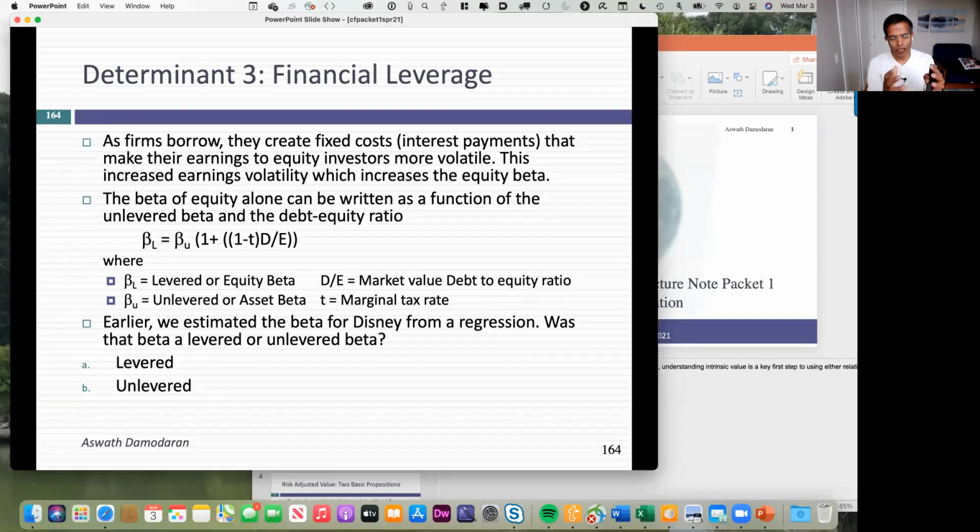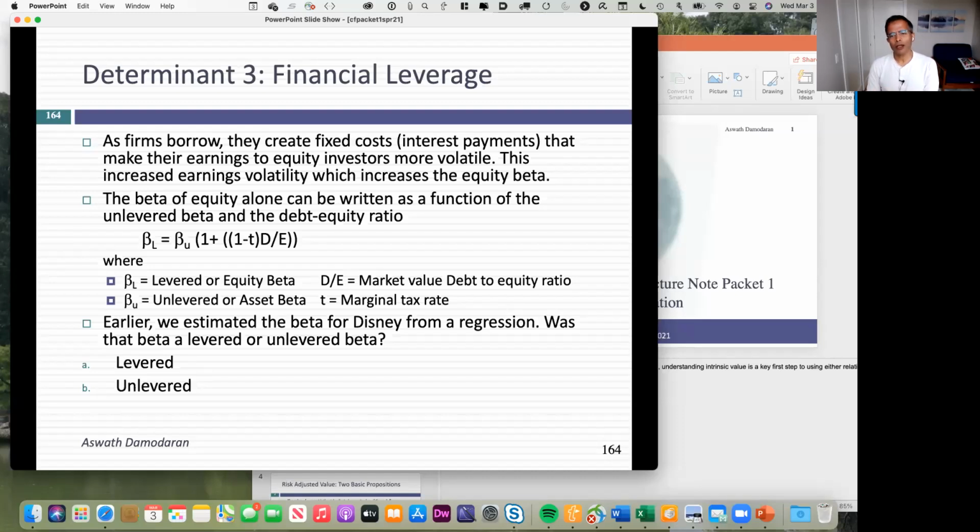So here's what happens. The unlevered beta is the beta you would have as a company. As you borrow money, your debt to equity ratio goes up. And as your debt to equity ratio goes up, you're going to end up with a higher levered beta. Levered betas are the betas of equity, and they reflect not just the risk of the business you're in, but how much debt you've chosen to fund that business. Now, last session, if you remember, I showed you a regression beta for Disney, right? Do you remember what it was? 1.25.